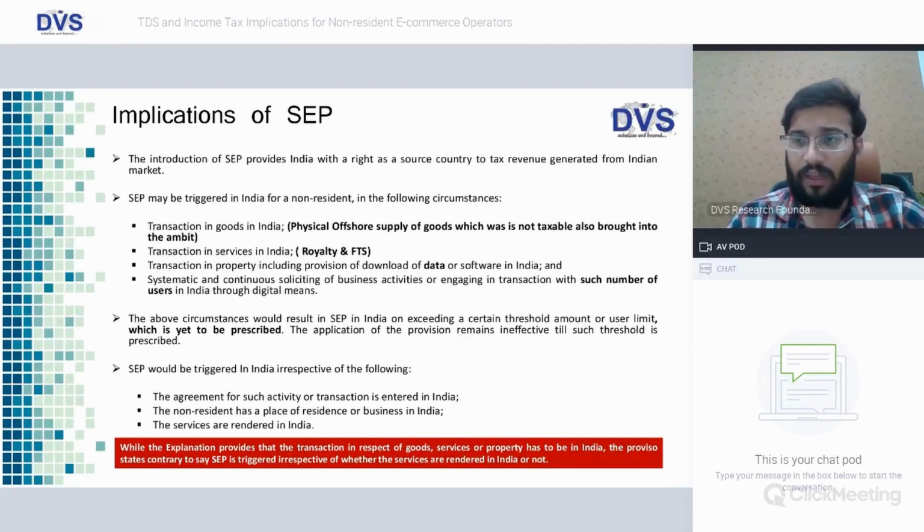Yes, we can expect a CBDT circular ASAP when it comes to applicability of SEP for 21-22. The above circumstances would result in SEP in India on exceeding a certain threshold amount or user limit, which is again not yet prescribed. SEP would be triggered in India irrespective of the following: the agreement for such activity or transaction is entered in India, non-resident has a place of residence or business in India, the services are rendered in India.